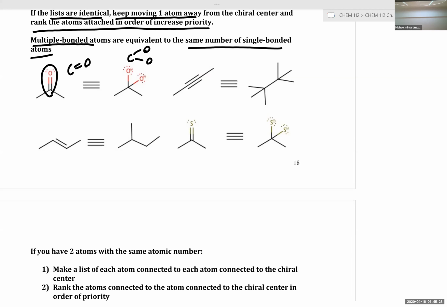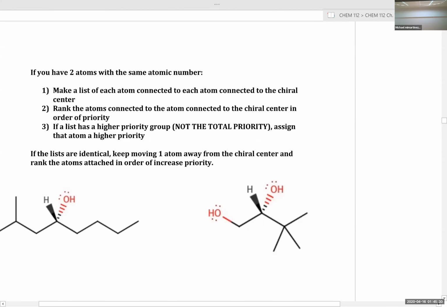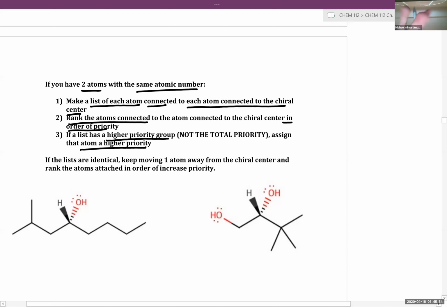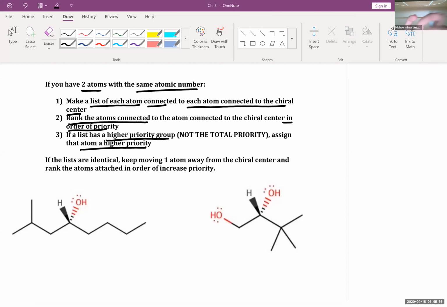So let's talk about the second rule. Suppose you have 2 atoms with the same atomic number. We're going to have to make a list of each atom connected to each atom connected to the chiral center. We rank the atoms connected in order of priority, and if a list has a higher priority group, that atom gets a higher priority. Okay, so let's do an example.